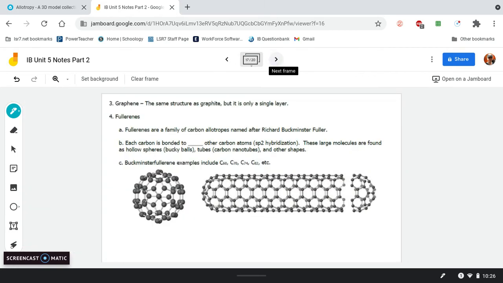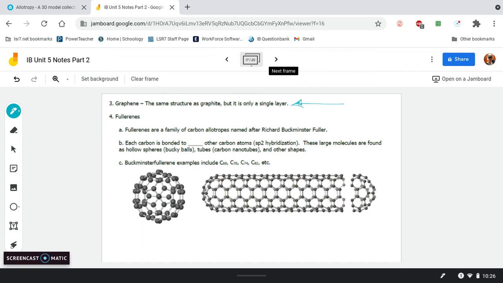Then there's graphene. Graphene is used in a lot of things like touchscreens. Graphene is just a single layer of graphite, and so it would just be 1 layer. They use that in electronics a lot because it conducts electricity, so it can pick up something like your finger touching a screen.